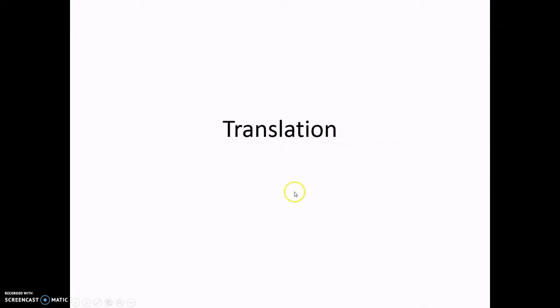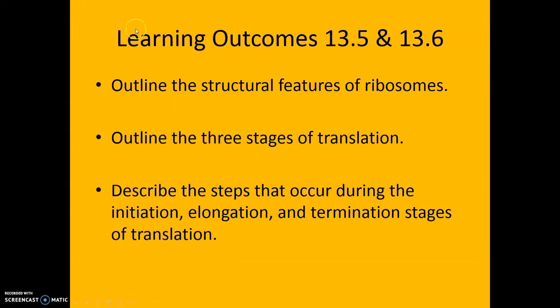All right, welcome to part 4 of translation, where we actually talk about translation. I know it's been quite a wait, so by the end of this lesson, I hope you will be able to outline the structural features of ribosomes, outline the 3 stages of translation, and describe the steps that occur during initiation, elongation, and termination during translation.